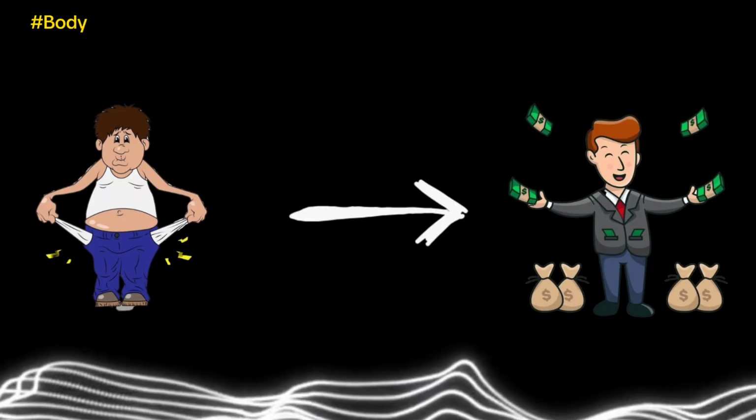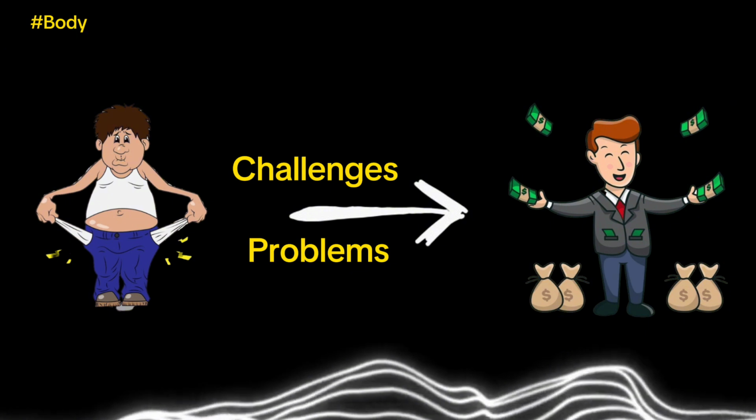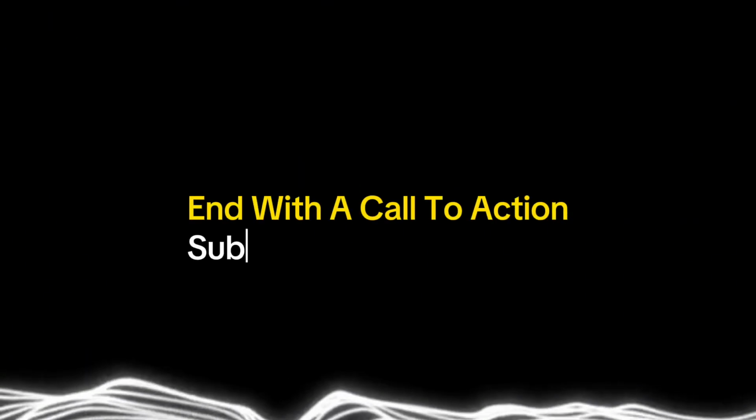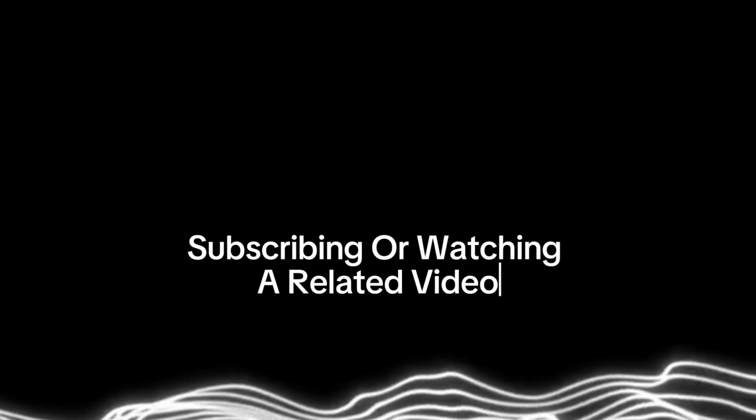Here's how to write a script that hooks your viewers with storytelling. Start with a hook that grabs their attention. Highlight their current state and desired state. Share the challenges and problems they face and how your solution can help them. End with a call to action like subscribing or watching a related video.